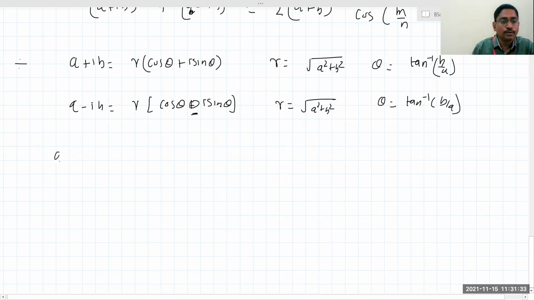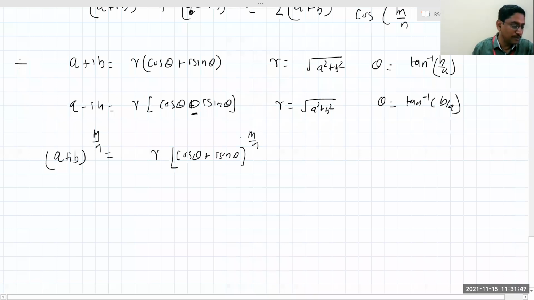So (a + ib) raised to m upon n is r (cos theta + i sin theta) raised to m upon n. This is one of the values. Not exactly, there are total n values. This is one of the values of this.